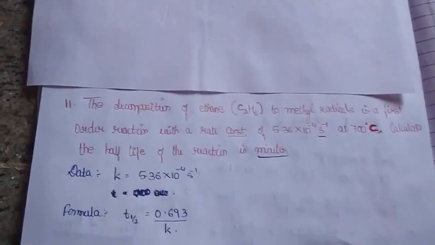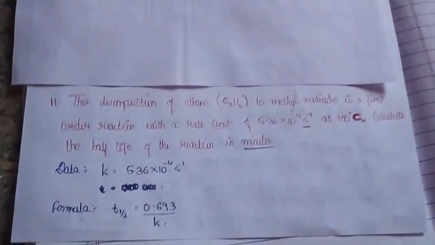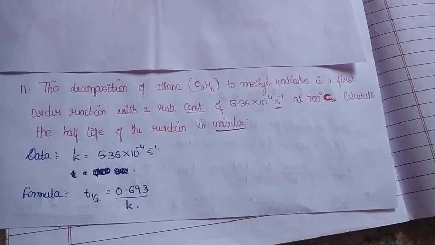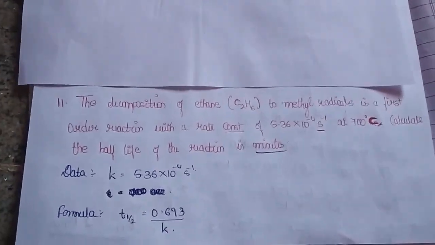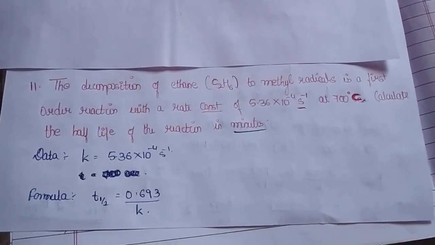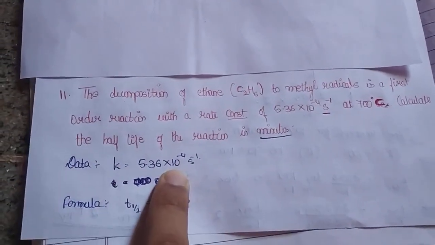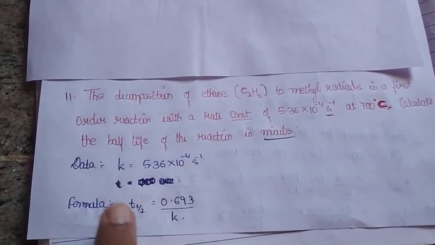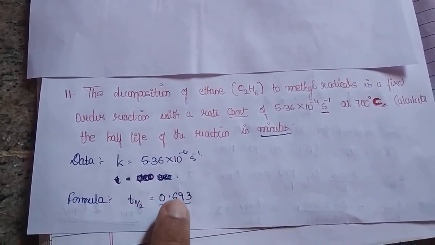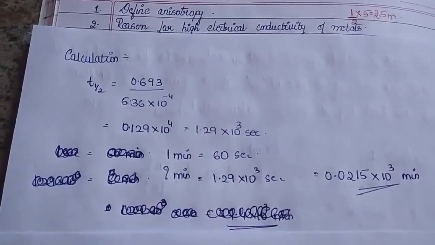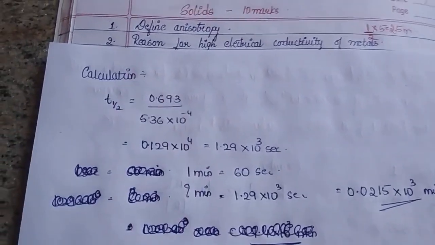Of course, we know that t half is independent of the initial concentration of the reactant for a first order reaction. So whatever the calculation is, it is very easy, direct substitution. Whatever the data, first of all you have to write the rate constant given, then the formula. What is that? t half is equal to 0.693 by k. Yes, the calculation is what now?